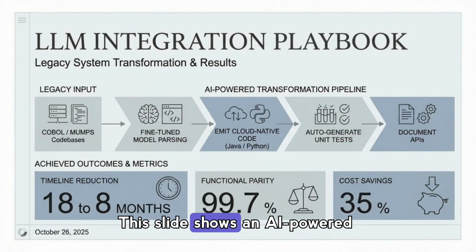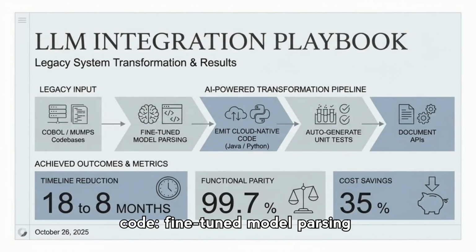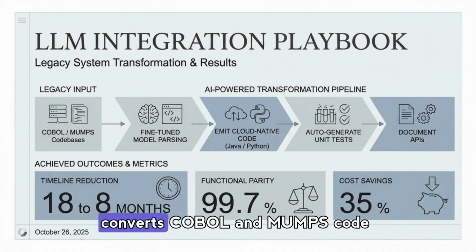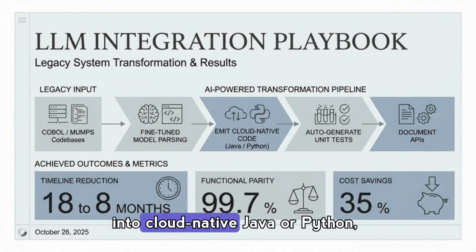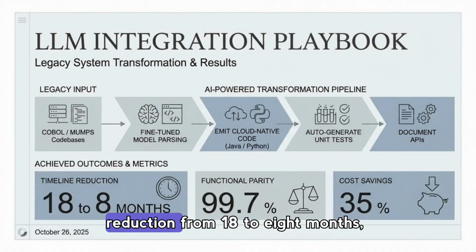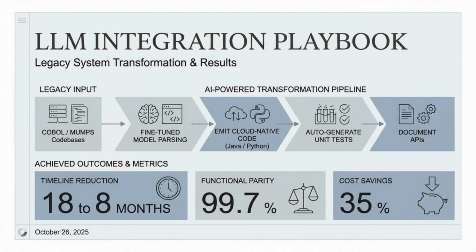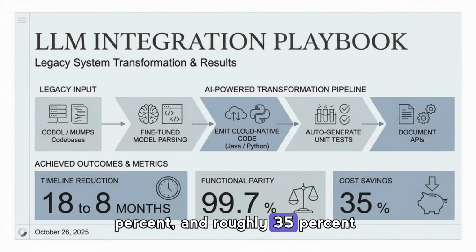This slide shows an AI-powered transformation pipeline for legacy code. Fine-tuned model parsing converts COBOL and MUMPS code into cloud-native Java or Python, emits code, auto-generates unit tests, and documents APIs. The results are tangible: timeline reduction from 18 to 8 months, functional parity around 99.7%, and roughly 35% cost savings in modernization efforts.